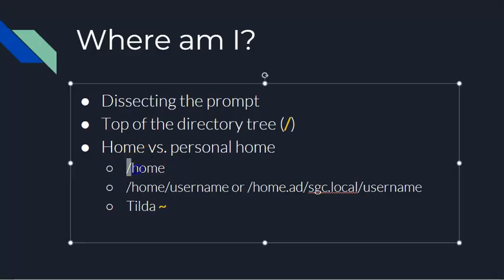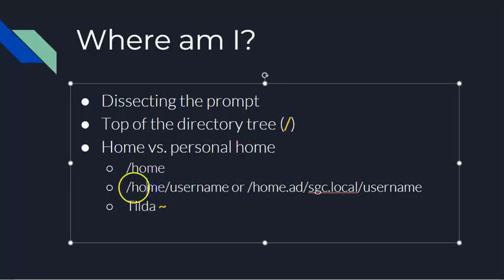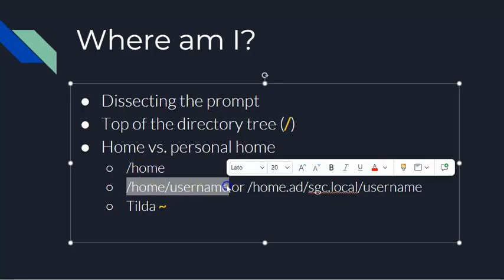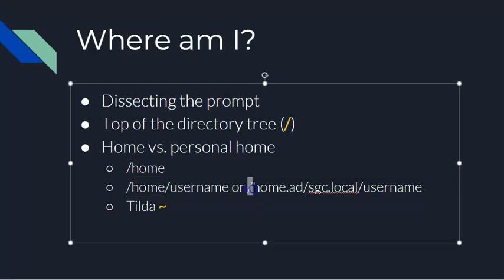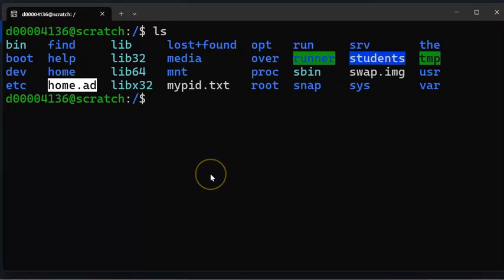One is /home, absolute value, and the other is /home with the username. Or for our systems at Utah Tech, it would be /home.add/sgc.local/username. We can get to either of these locations by using the cd command.